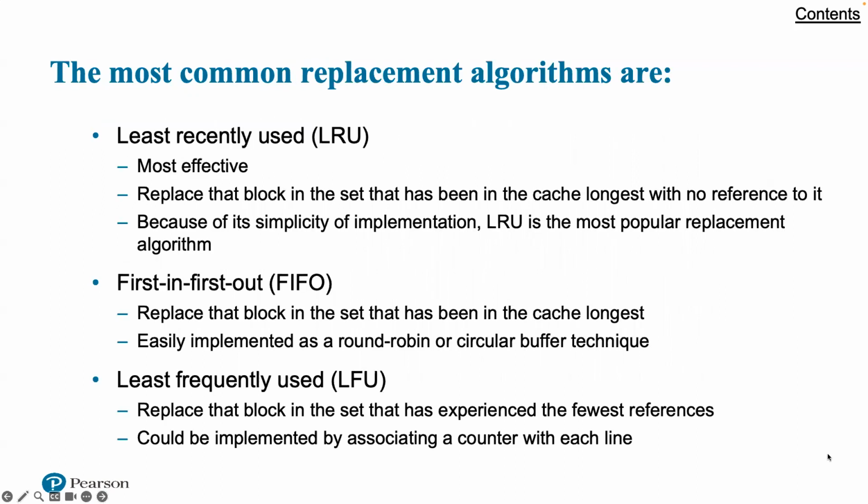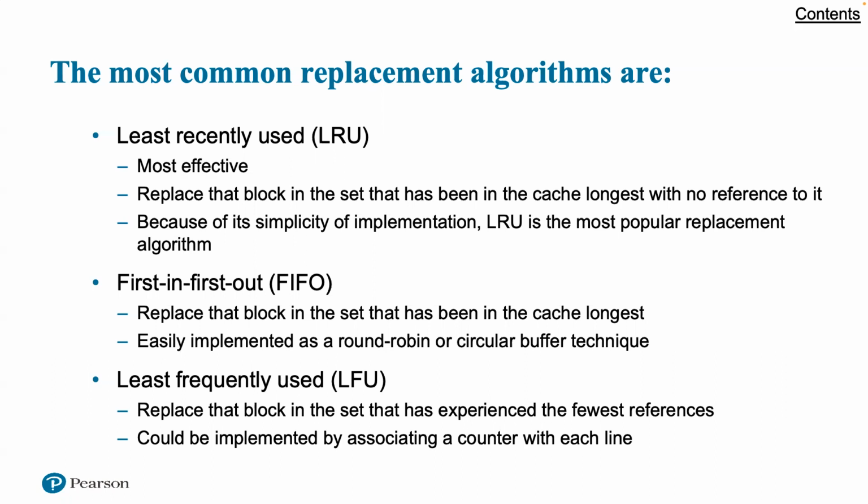A number of algorithms have been tried. There are things that we've already mentioned. We mentioned 4 of the most common. Probably the most effective is least recently used, LRU. What it does is replace the block in the set that has been in the cache the longest with no reference to it. For two-way set associative, this is easily implemented. Each line includes a use bit. When a line is referenced, its use bit is set to 1, and the use bit of the other lines is set to 0. When a block is to be read into the set, the line whose use bit is 0 is used. Because we are assuming that more recently used memory locations are more likely to be referenced, LRU should give the best hit ratio.